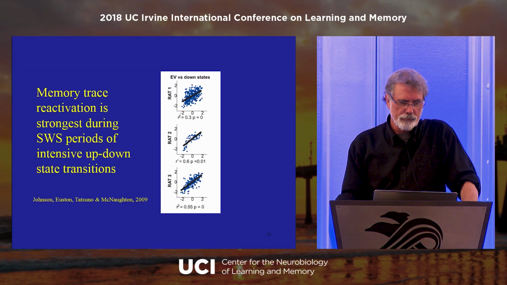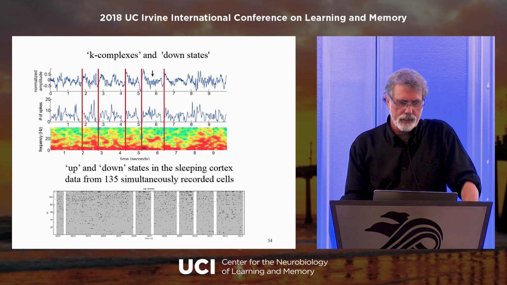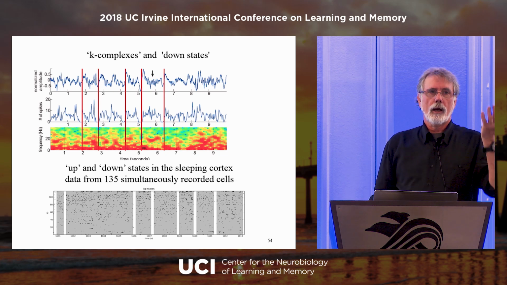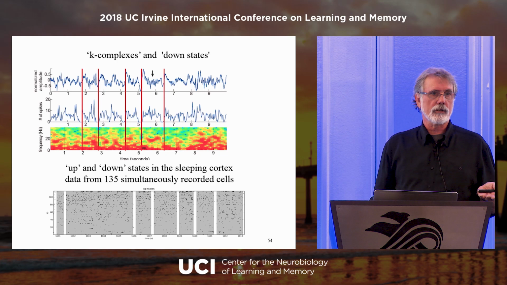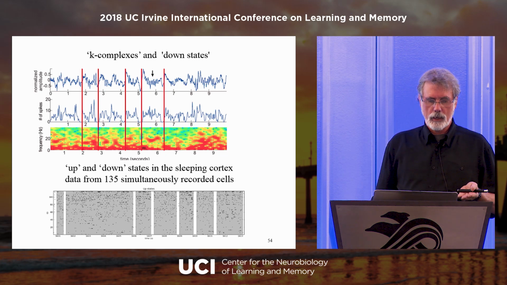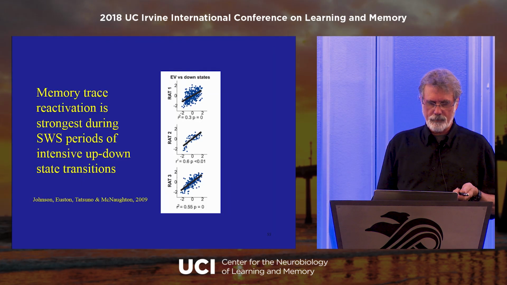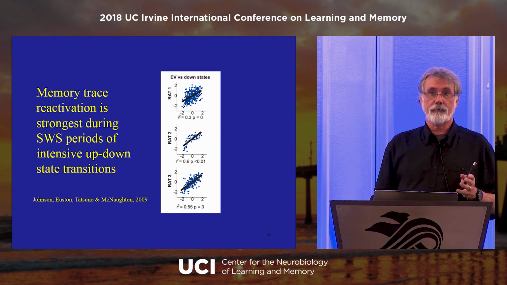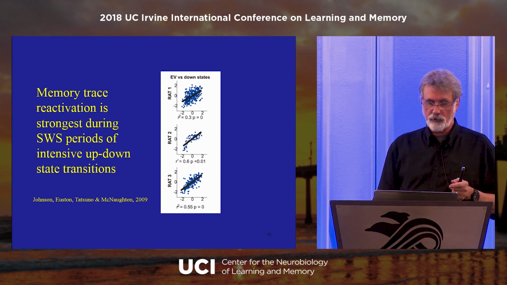I'm going to have to skip, well, just to say that memory is retrieved in the cortex in slow wave sleep during periods of robust up-down state transitions. These are the slow oscillations. And if you look in detail at memory reactivation, the strongest memory reactivation occurs during the periods when the up-down state fluctuations are the most intense.